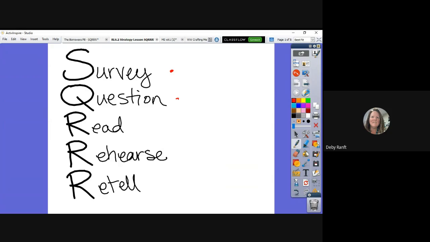So we're going to survey. We're going to look at our questions, and then we're going to what? Read. Okay, and when we read, we are referring back to those questions and thinking about how we are going to be answering that. Before we actually write, which is on our retell part, I'm going to have you rehearse with a friend. You're going to rehearse with a friend by talking about what you read, okay? Because writing is just talking on paper. So when we retell, the last step in our strategy, that's when we're going to actually do our writing or answering of our questions.